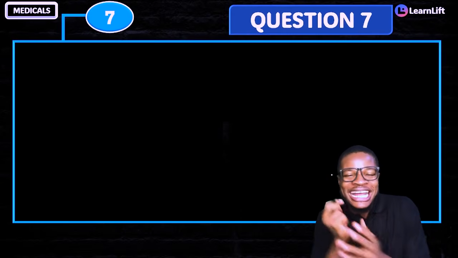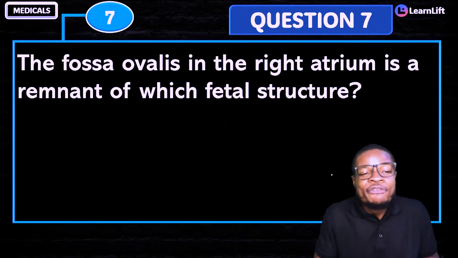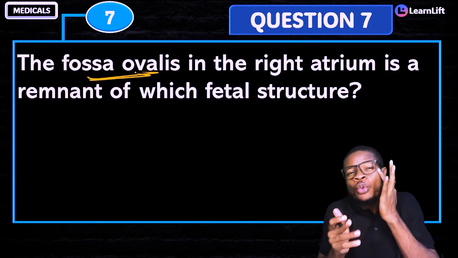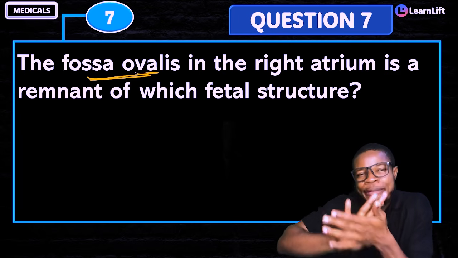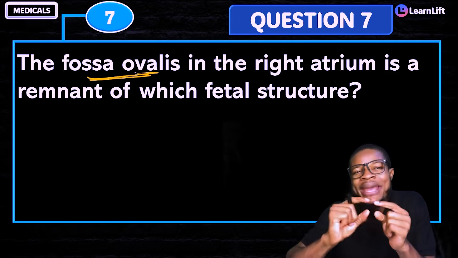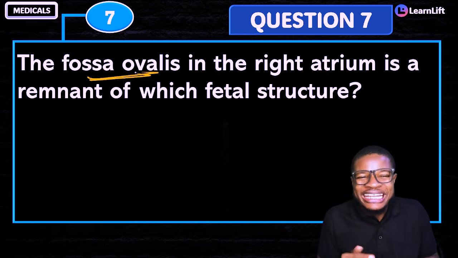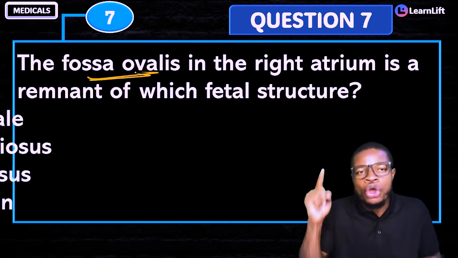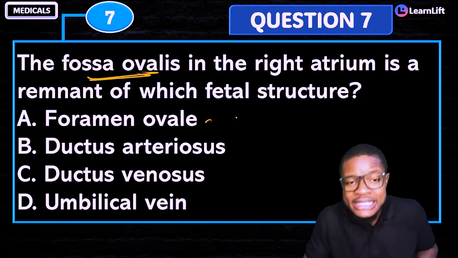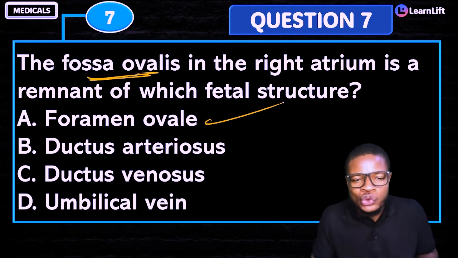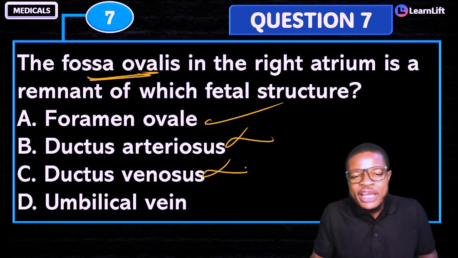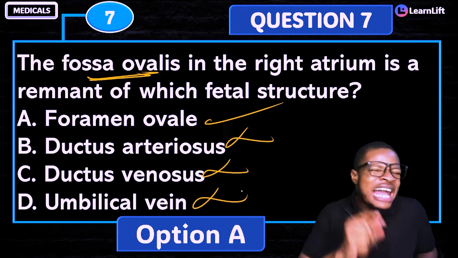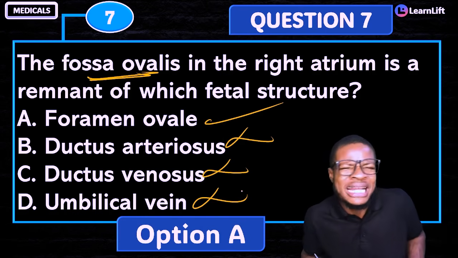Now that you understand that, look at question 7 here. The question says, the fossa ovalis. You know fossa ovalis is different from foramen ovale. What is fossa ovalis? Fossa, like a depression. It is different from foramen, like a canal. So the fossa ovalis in the right atrium is a remnant of which fetal structure? Option A says foramen ovale. Option B says ductus arteriosus. It is not ductus arteriosus. It is not ductus venosus. It is not umbilical cord. What is the answer? Foramen ovale. Option A. And you are out of there. No stress.